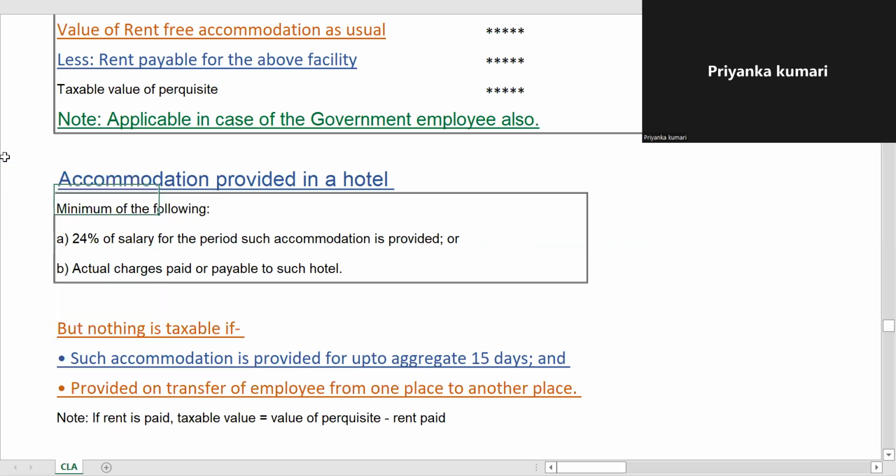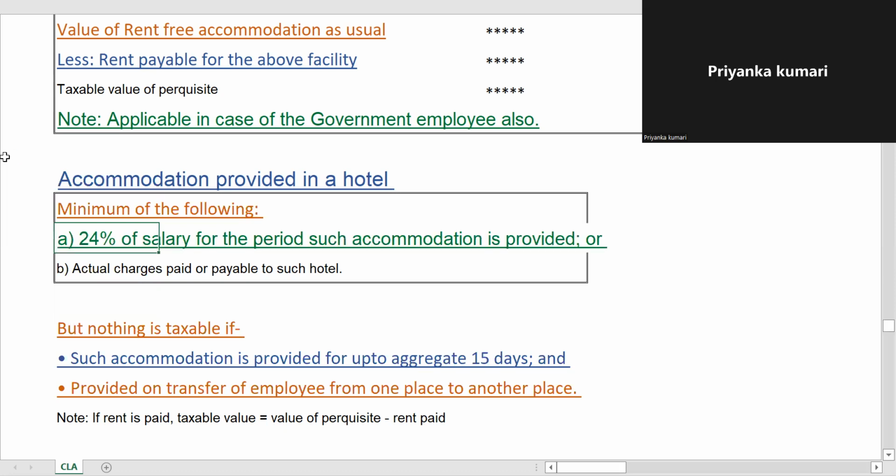So this is like if he has been provided accommodation in a hotel only, is continuing in a hotel, then the value has to be calculated as that. This will be 24% of salary for the period of accommodation. Okay, it's higher than 15% also. Because you will give accommodation in a hotel to high level employees only, which is why perquisite value is 24% of salary or actual charges paid or payable to such hotel, whatever rent employer is paying to the hotel. Okay, this is for hotel accommodation.